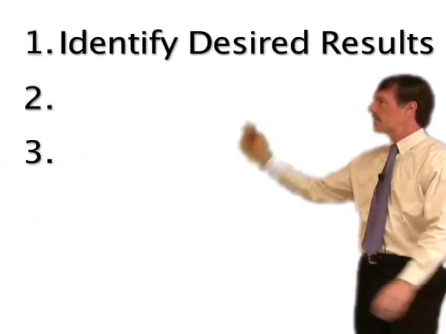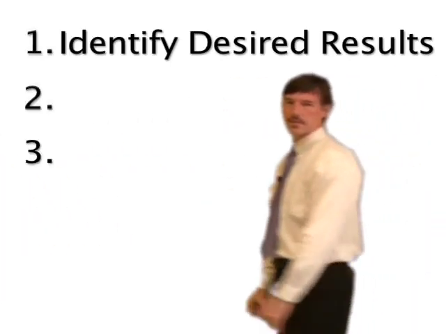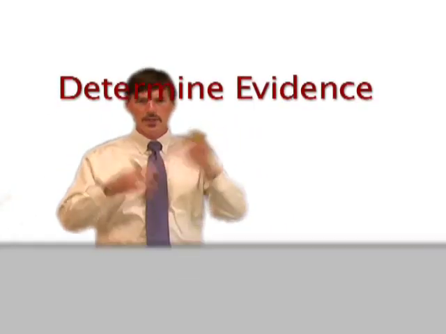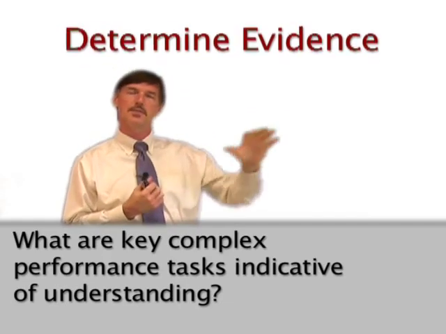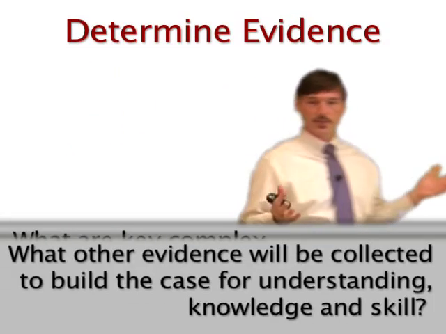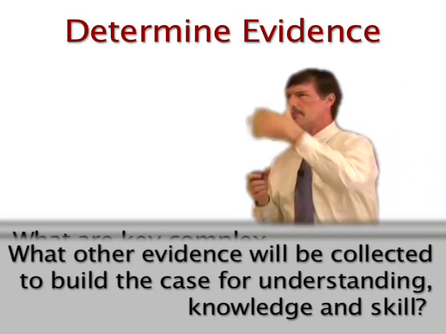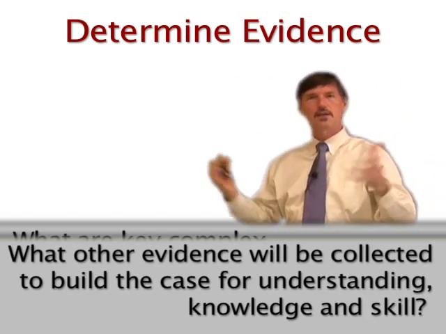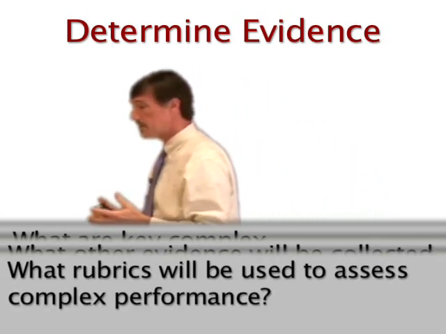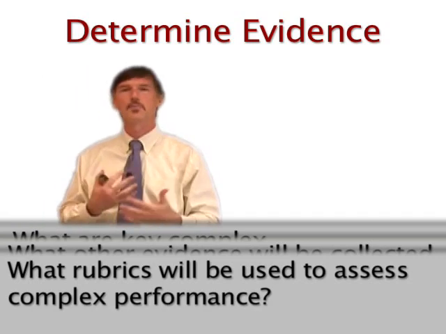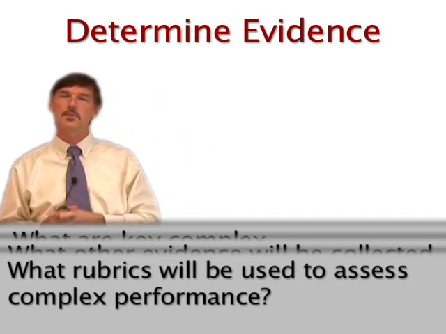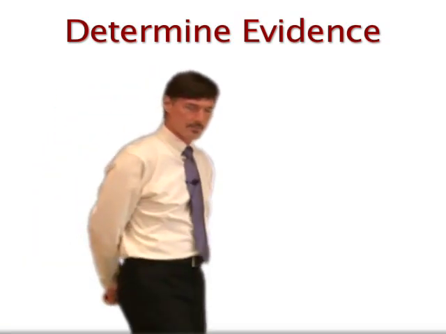Now the second step, remember, is the collecting of the evidence. So we want to determine some acceptable evidence here. What are the key complex performance tasks that these students need to be able to do in class and outside of class? What other evidence do you need to collect? Laboratories, external internships, anything at all that would help you assess their performance better. And which of these would possibly require a rubric to help the students understand more clearly what's expected of them, and then ultimately allow you to assess them more accurately.